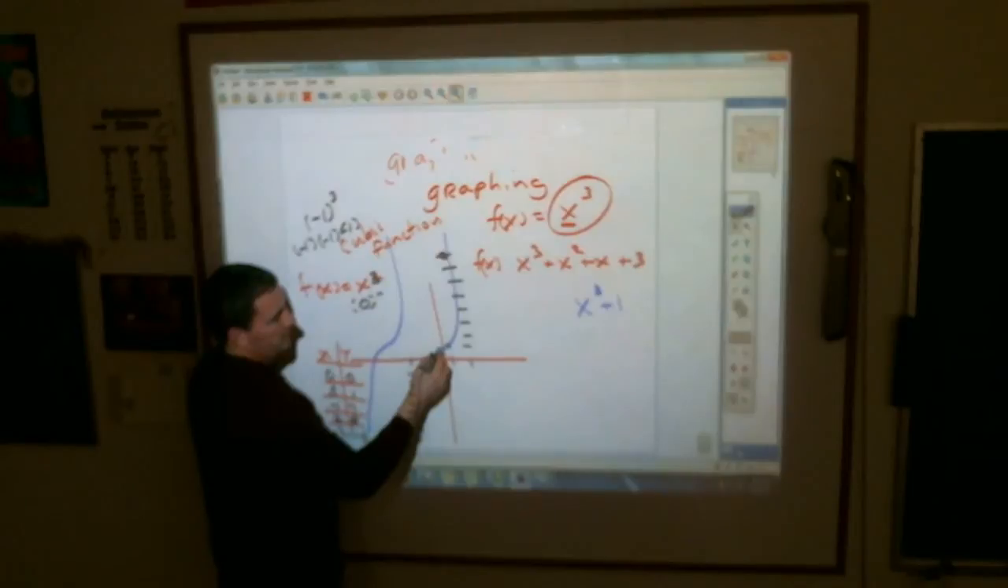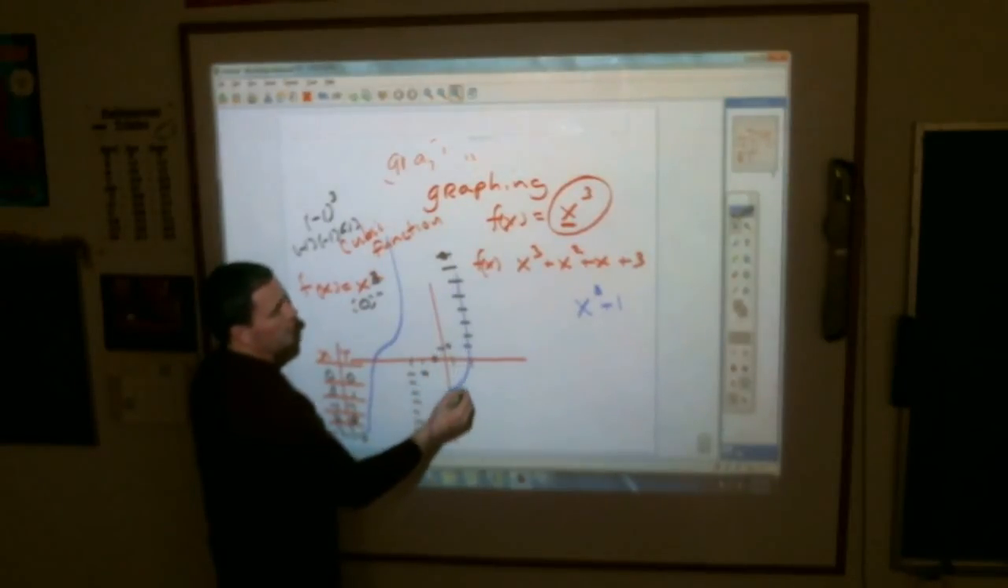So it looks like this. There would be x cubed plus 1, x cubed plus 2, and so on. If it was x cubed minus 1, it'd be down here, and so on and so on. We're not going to worry about getting it over there because it doesn't really happen.